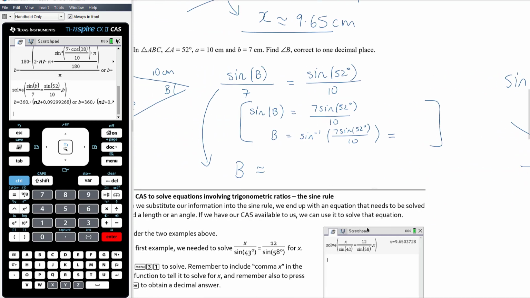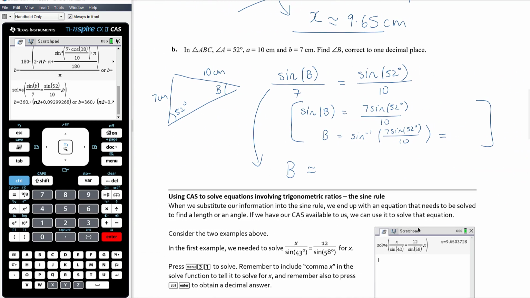So we need to give our CAS some more information here, because there aren't infinitely many answers here. This is a triangle, and we know that the angles all have to add up to 180 degrees. Okay, so let's think about what we know for B. We've already got 52 degrees in the triangle, which means that 180 minus 52 is 128. So there's only 128 degrees left in this triangle. So B can't even be equal to 128, because then there wouldn't be anything left. It has to be bigger than 0 and it has to be less than 128.